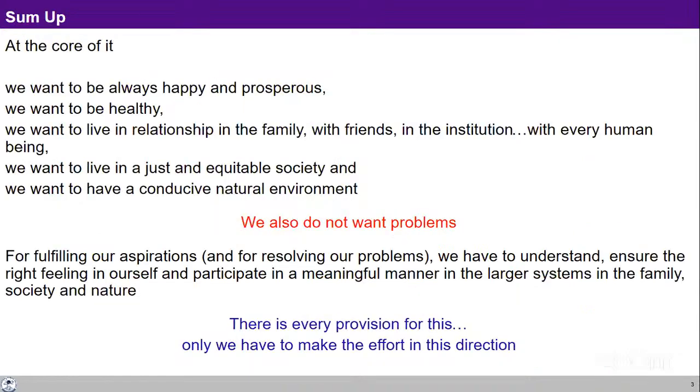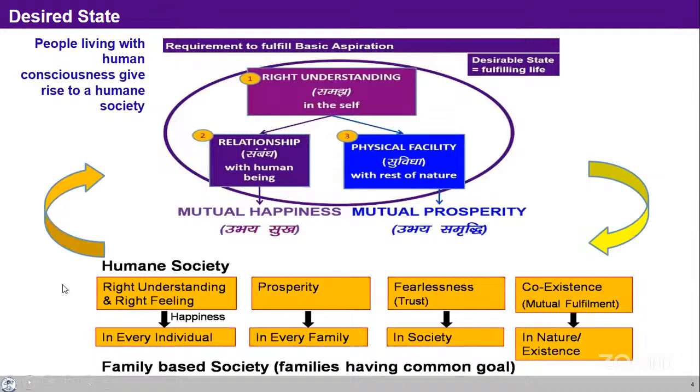So what we need to do for resolving our problems and for fulfilling our aspirations is to understand harmony and live in harmony in all 4 levels. There is every provision for this. Only we have to make the effort. Provision is there. We just need to make the effort for the same thing. So this is the desired state.